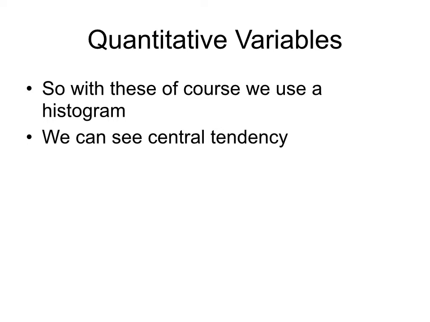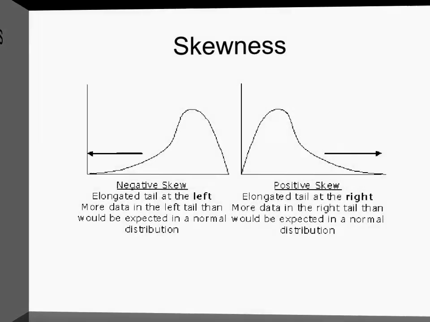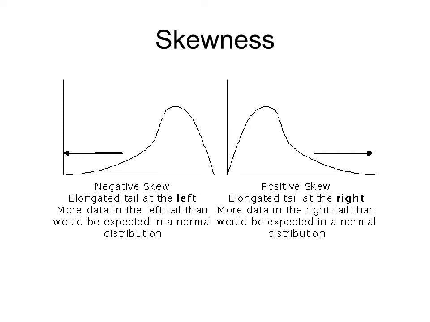So if you could take averages of TV channels, it wouldn't mean anything. You take averages of course numbers, it doesn't mean anything. But with numbers that are real quantitative variables, we can get central tendency. We can get spread, and we can get shape of the distribution. We get those three things. So we can talk about the shape of the distribution.